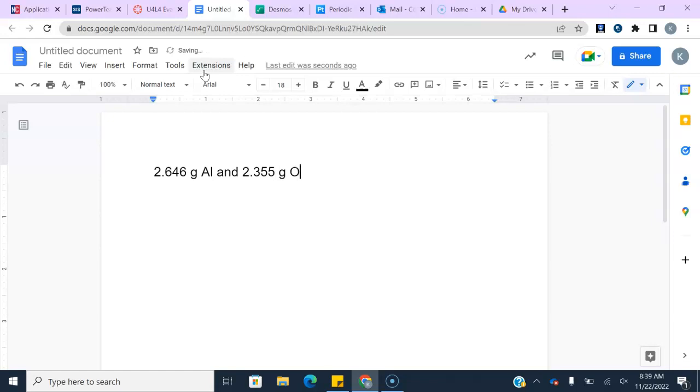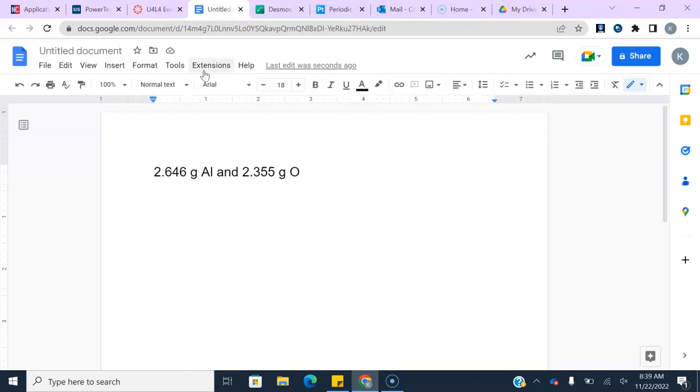Perfect. All right, so step one is to convert to grams, which this one's already in grams. If it was percentages, we would just convert it to grams, but it's already there, so we don't have to. Step two is that we are going to have to convert from grams to moles. So I'm going to do aluminum first, and then I'll do oxygen.